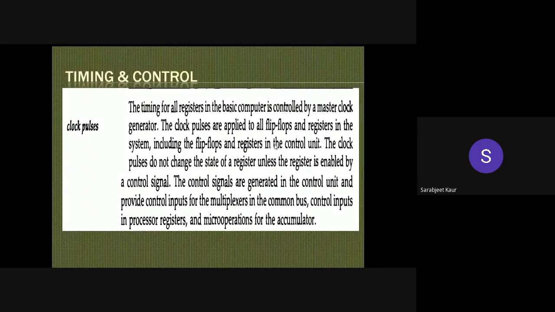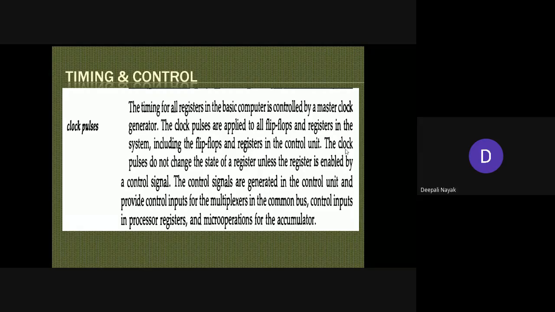So if you remember, we had said that these clock pulses are applied to all the flip-flops and the registers in the system. And here they are telling you that these are applied to all the flip-flops and registers in the system, including the flip-flops and the registers in the control unit. So throughout the entire computer.